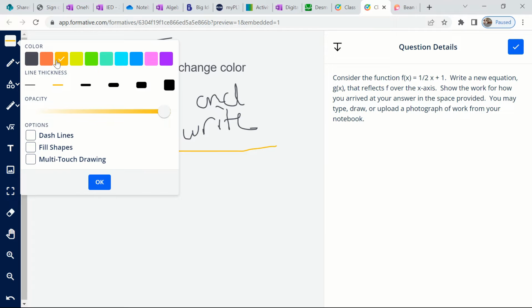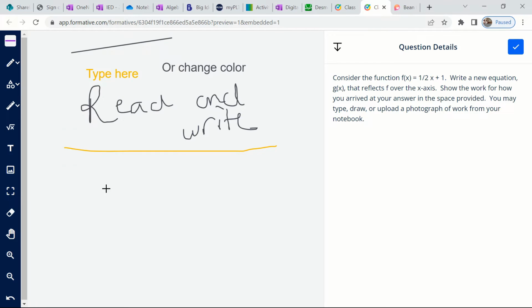And I think I'll change the color to make it a little bit easier to see. We'll change it over to purple. All right, so we're starting with the function f of x, and we want g of x to be a reflection over the x-axis. So to do that, we're going to take f of x and make f of x negative. So we're going to take negative, and now I need to plug in whatever f of x is. So f of x is 1/2 x plus 1. And just don't forget that you do want the parentheses there because it's the entire function.